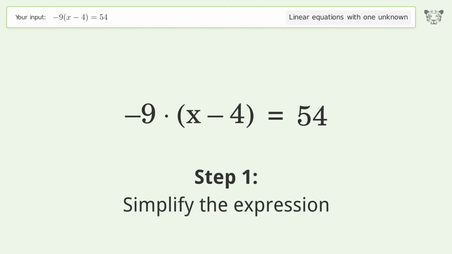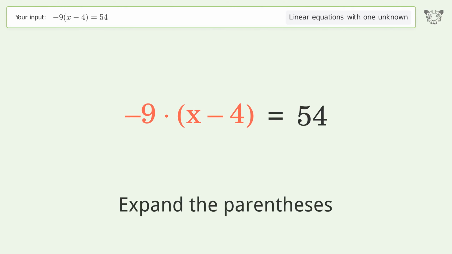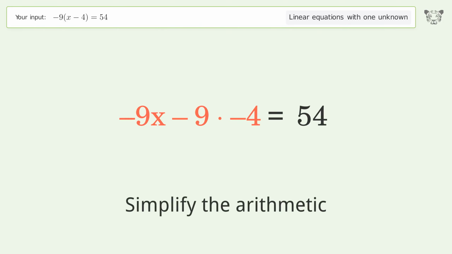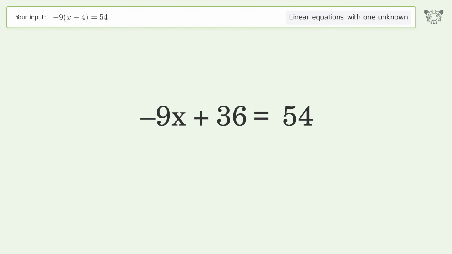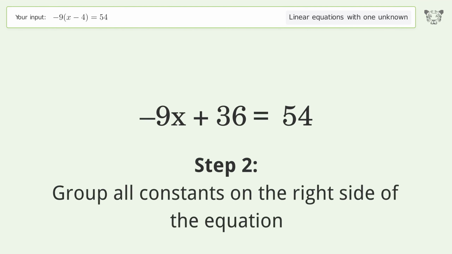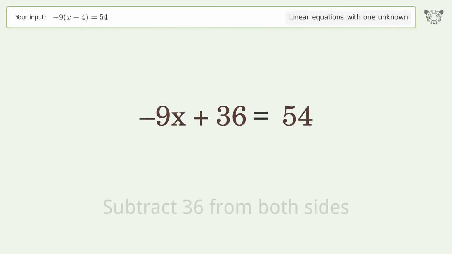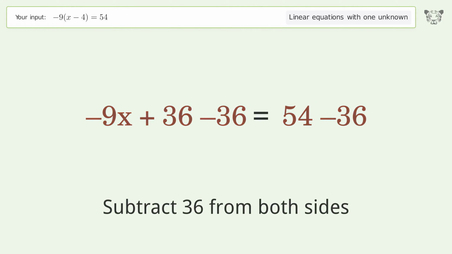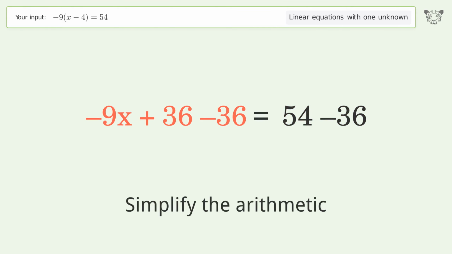Simplify the expression. Expand the parentheses. Simplify the arithmetic. Group all constants on the right side of the equation. Subtract 36 from both sides. Simplify the arithmetic.